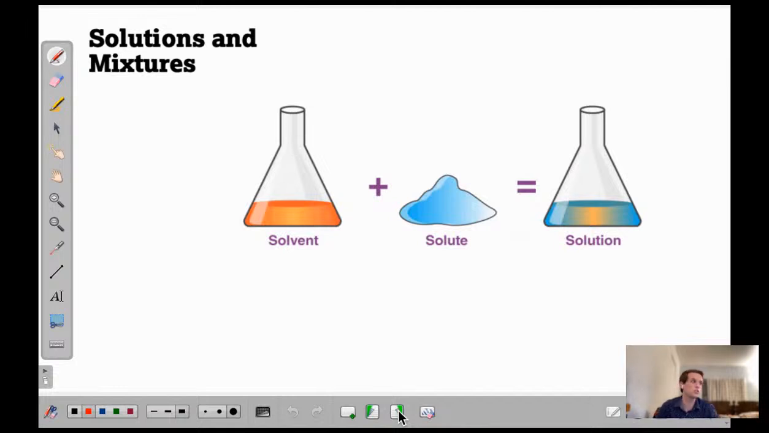Okay, up next is solutions and mixtures. Oh my, I hope I didn't miss anything. I feel like I've been trying to go fast after spending all that time on the IM forces. So let's see.